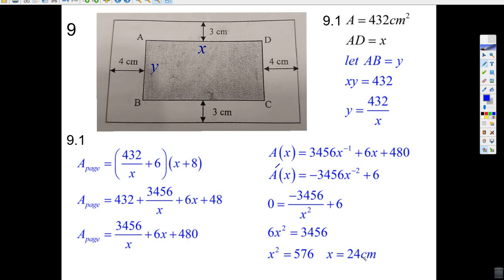Oh, and it makes the area a minimum. They ask for the minimum, and that's what the answer is. Not the maximum. They asked for the minimum, and there's the answer. So there you go.